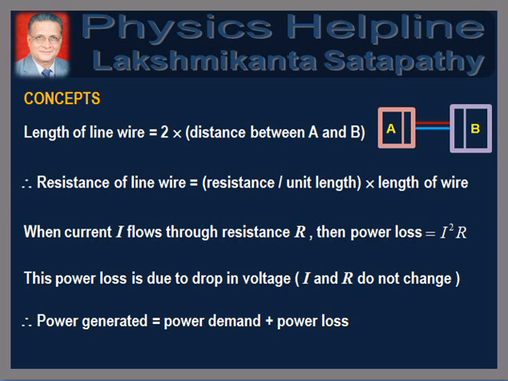When a current I flows through a resistance R, then heat produced in the wire due to heating effect of electric current is equal to I square R. This loss of power is due to the voltage drop and the values of current and resistance remain unchanged. Therefore, power generated should be equal to the sum of power demand and the power loss. Now, we are in a position to solve the problem in the question using these concepts.